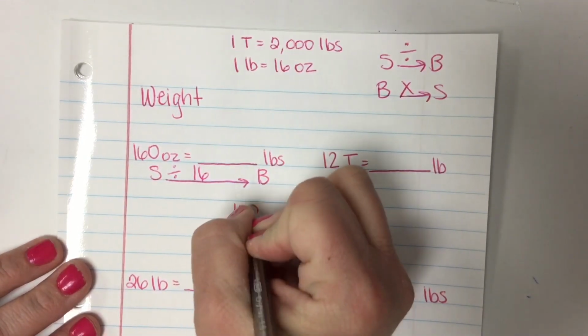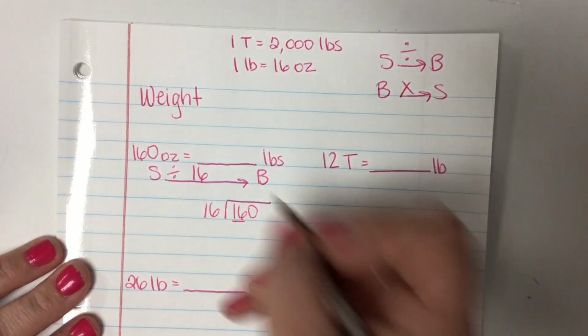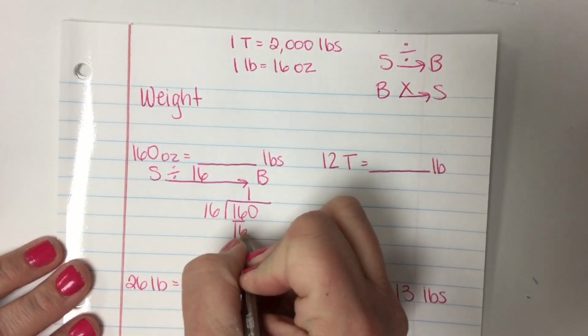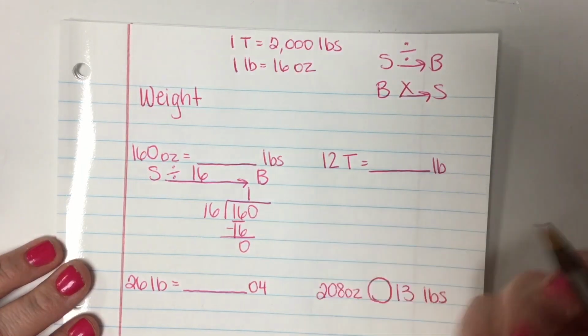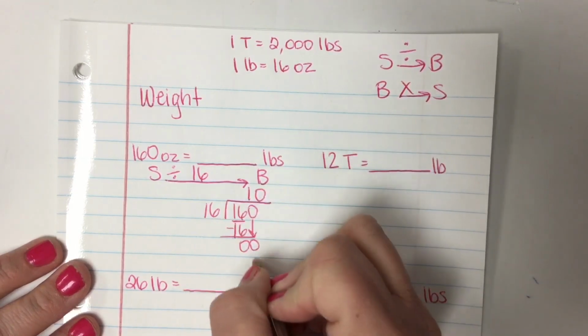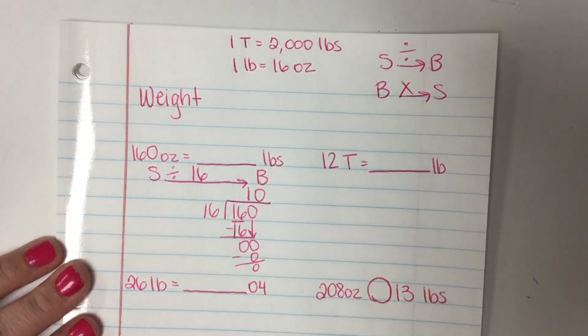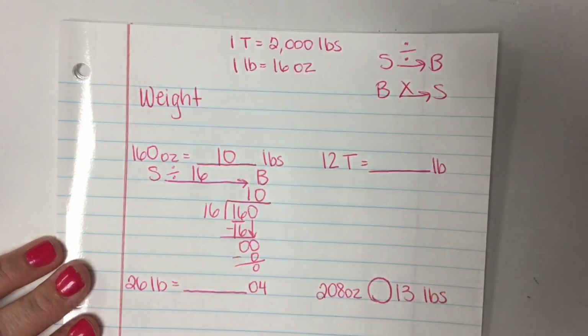So 160 divided by 16. Well, 16 will go into 16 once. Subtract and I get 0. But I'm not finished because I still have another number under the house, so I have to bring it down. 16 times 0 is 0. And now I'm done. So 160 ounces is 10 pounds.